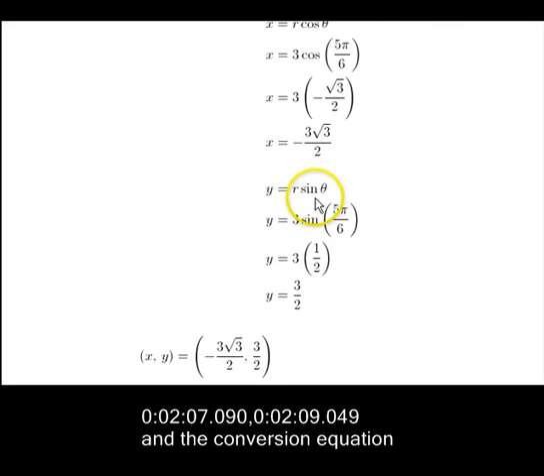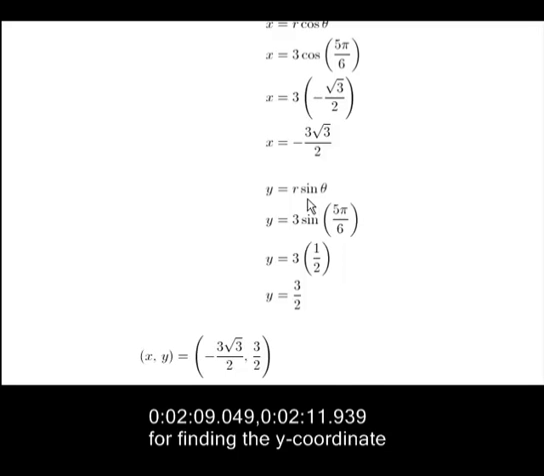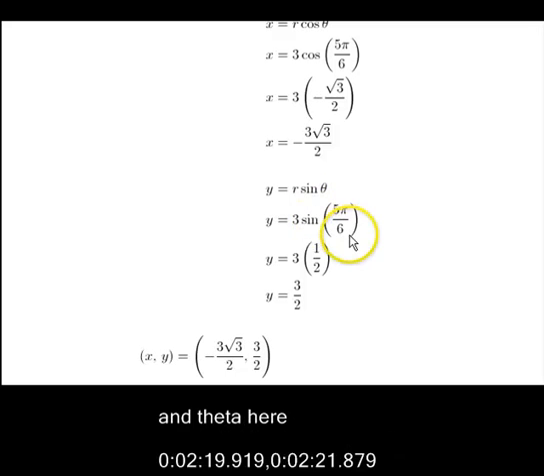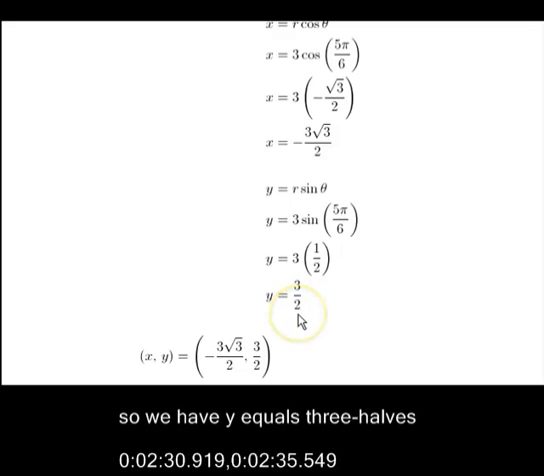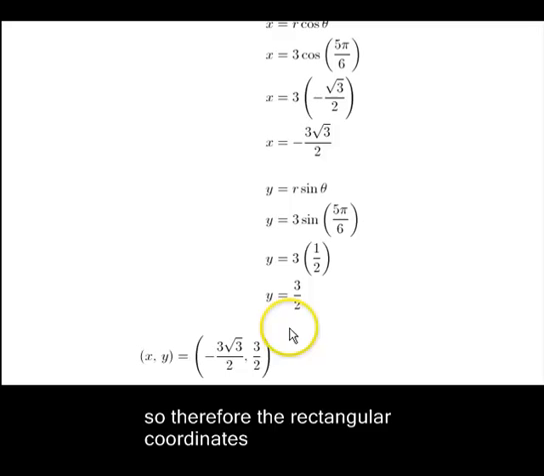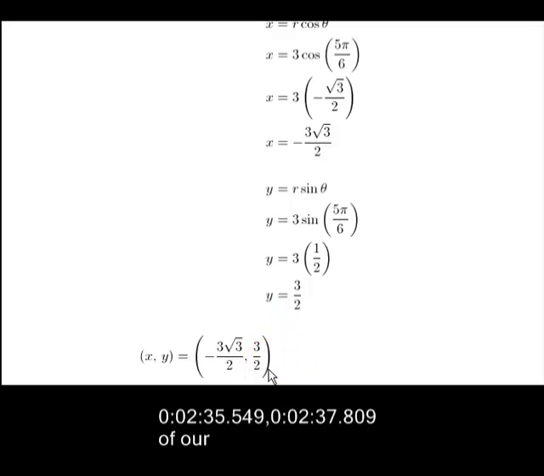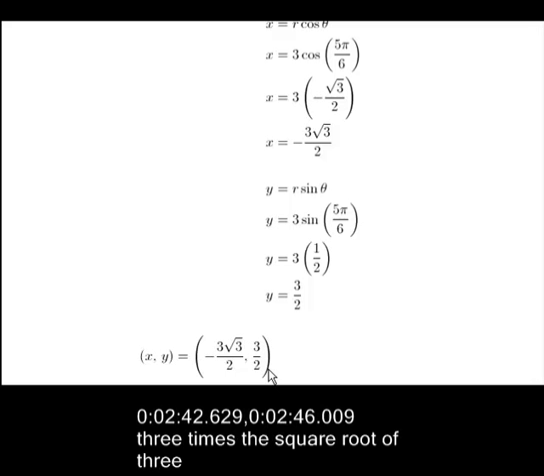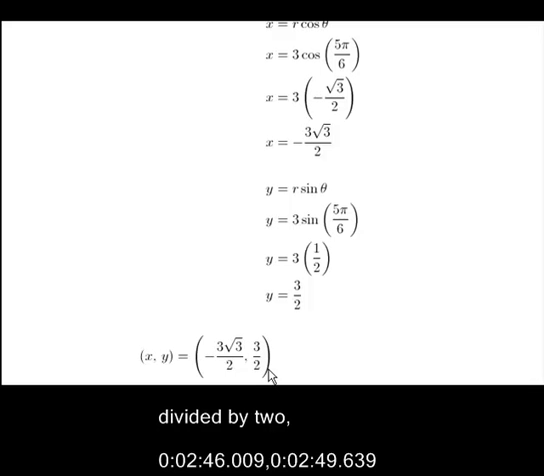And the conversion equation for finding the y-coordinate is r times sine theta. So if we substitute the values for r and theta here, then we evaluate sine of 5 pi over 6, which gives us 1/2. So we have y equals 3/2. So therefore, the rectangular coordinates of our point in polar coordinates are negative 3 times the square root of 3 divided by 2, 3/2.